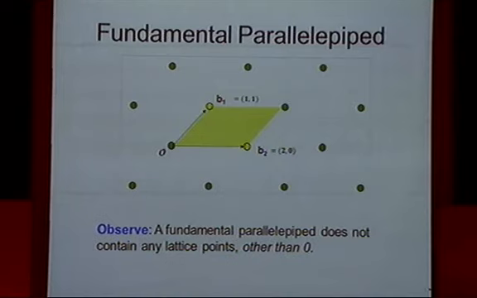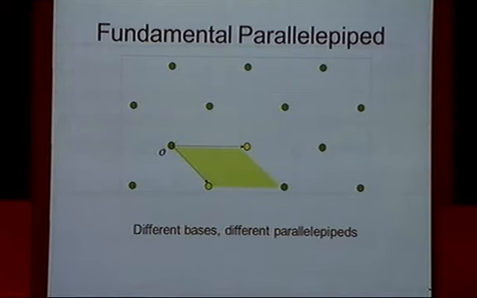Observe, it's important that the fundamental parallelepiped does not contain any lattice points. Although when I draw the picture, it looks like it contains all 4 points of the square, it doesn't, because you have a half-open interval. The only lattice point that it contains is the 0 lattice point. That's a nice little property. Unlike a lattice, the parallelepiped depends on the particular basis you're talking about. So this other basis of the lattice has a different parallelepiped. Every basis has a different parallelepiped associated with it.